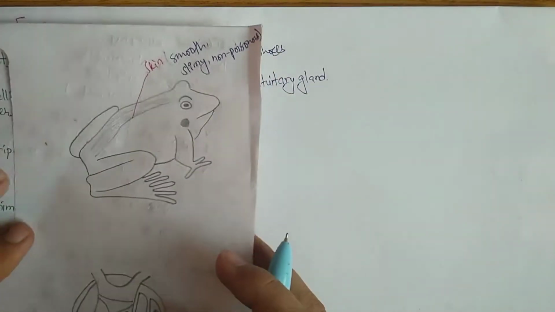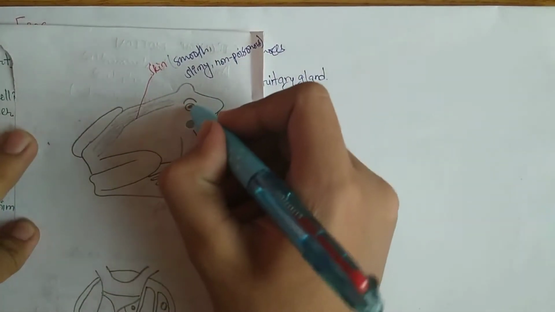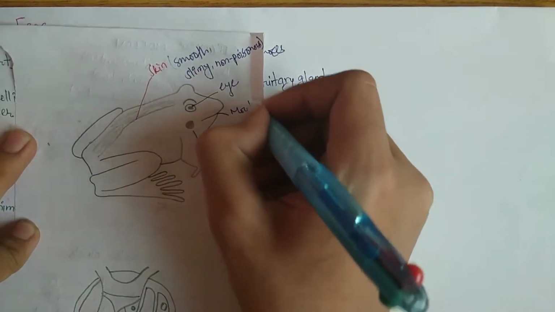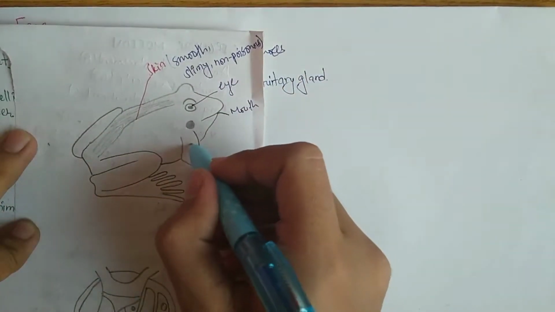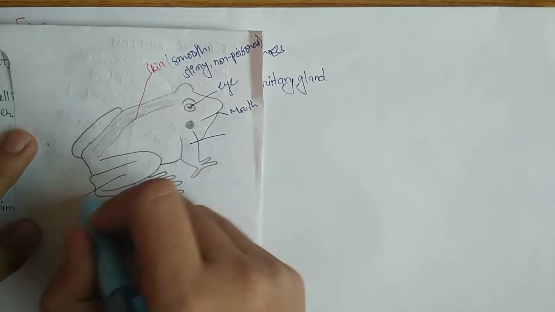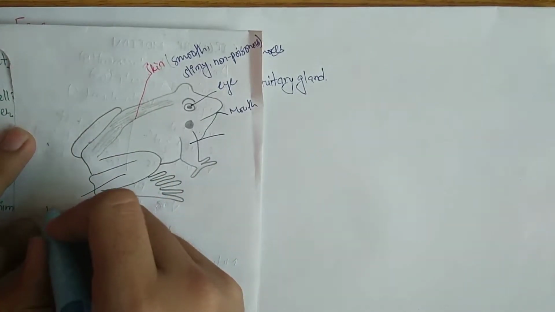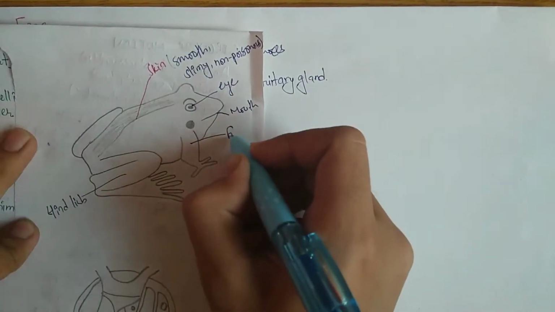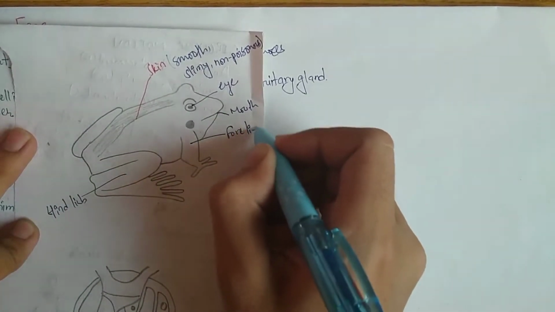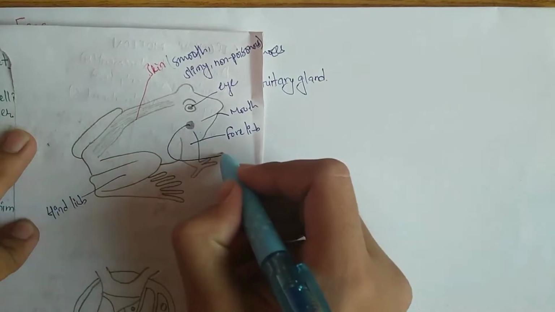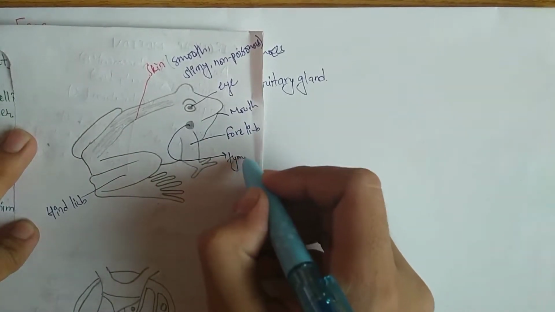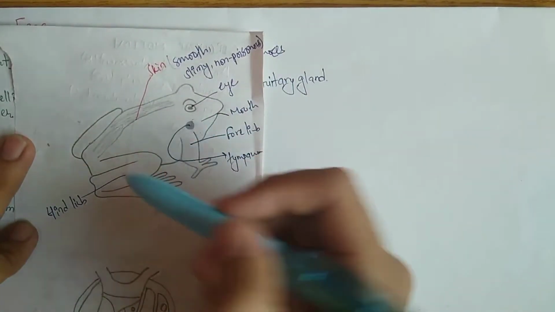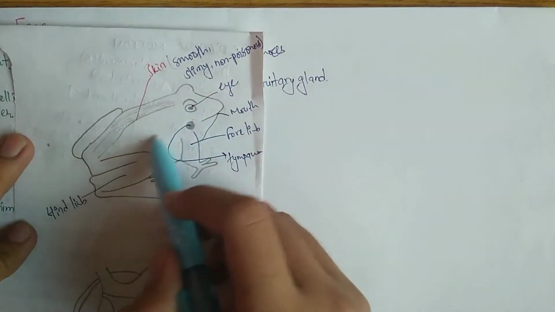Talking about the physical structure, we have the eye, mouth. This is the forelimb and this is the hind limb. Longer hind limb, forelimb. This is the tympanum for hearing purpose. And then this is the skin.